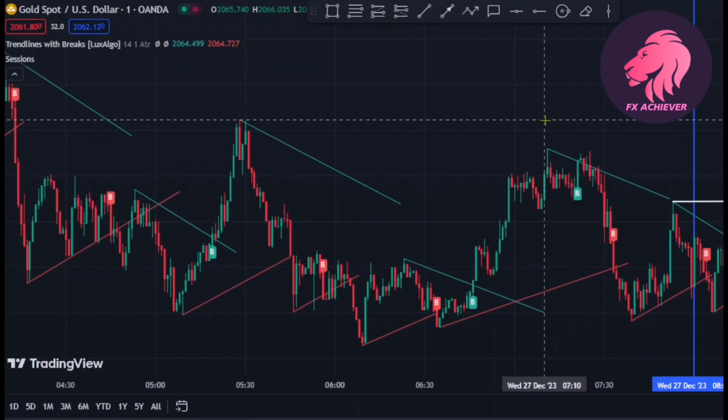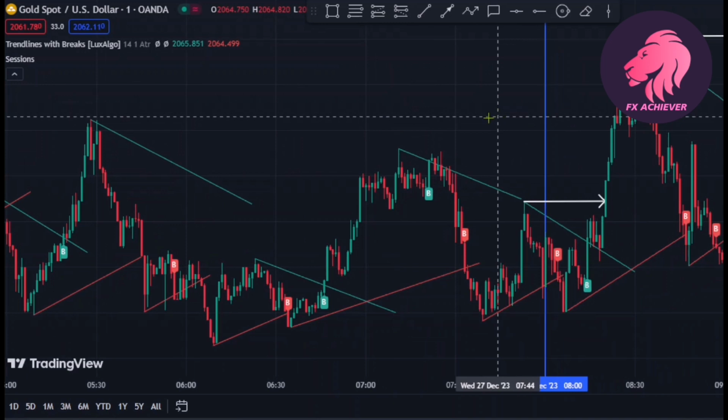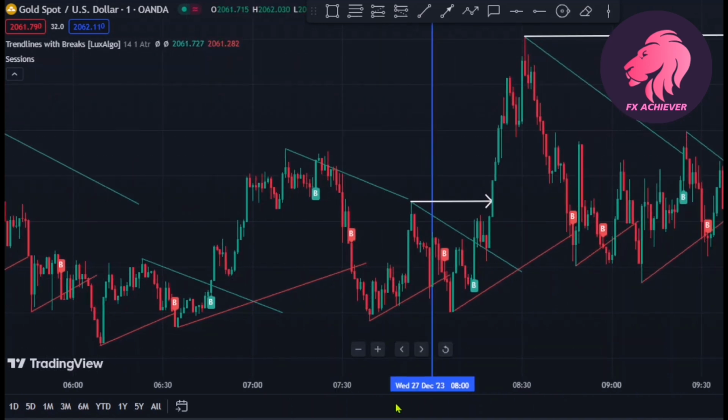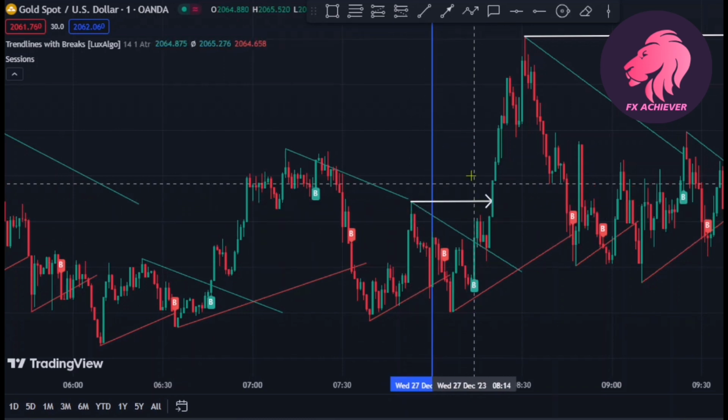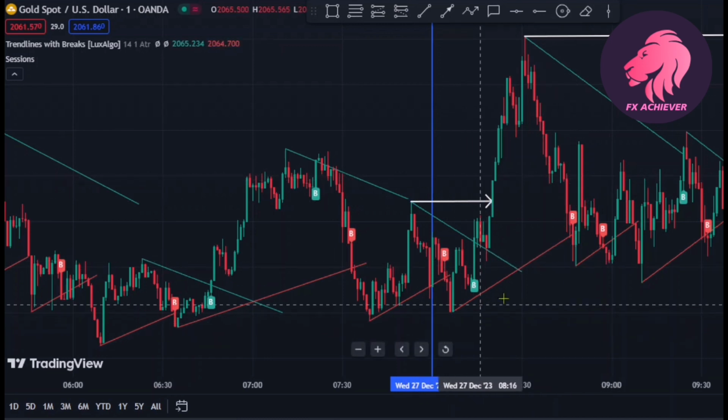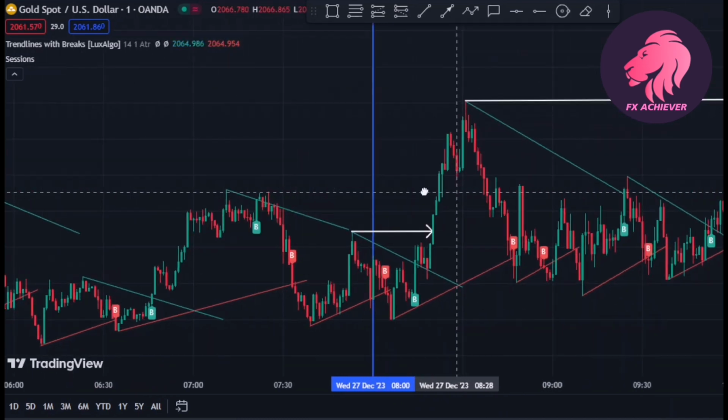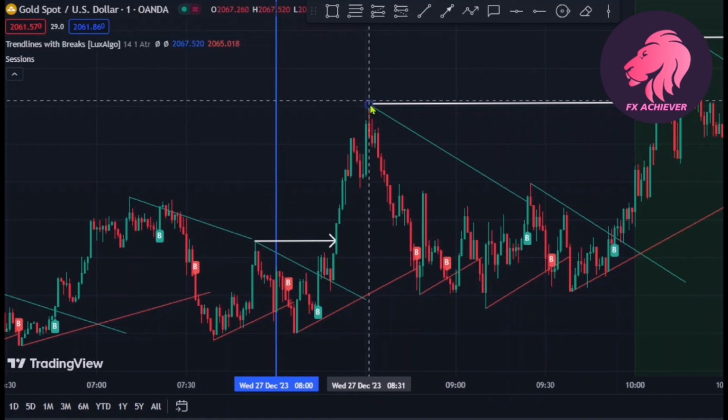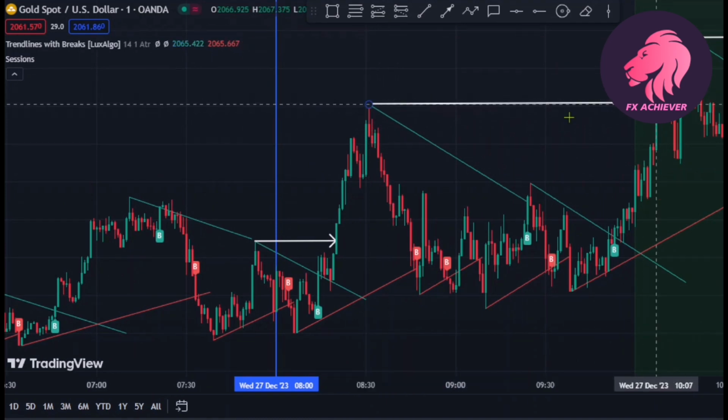There's no need for me to overtrade. And then on Wednesday, the second day of my trade, the 27th, I do the same process again. I wait for the breaks of the highs, and I check if the lows are getting broken. The lows are not getting broken. You see here the high is getting broken.